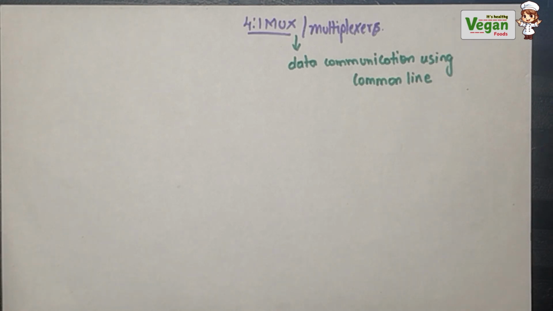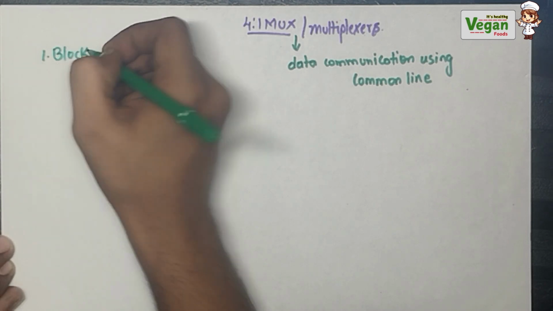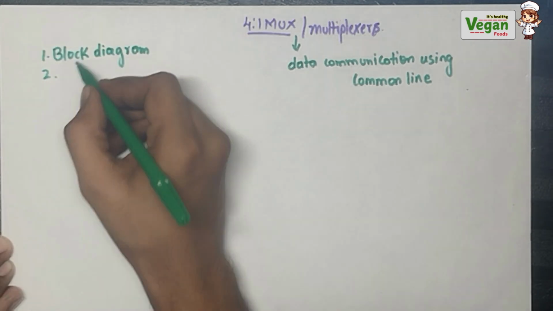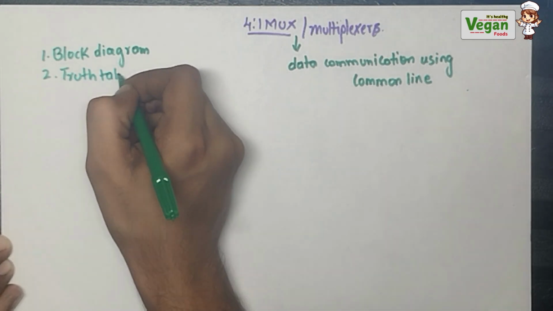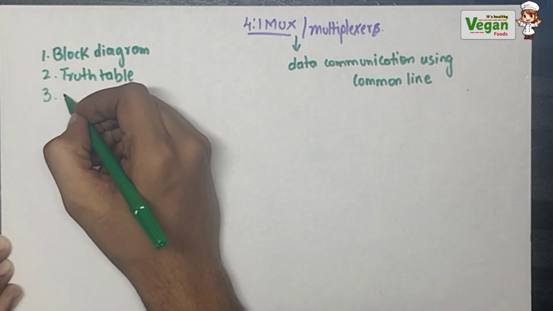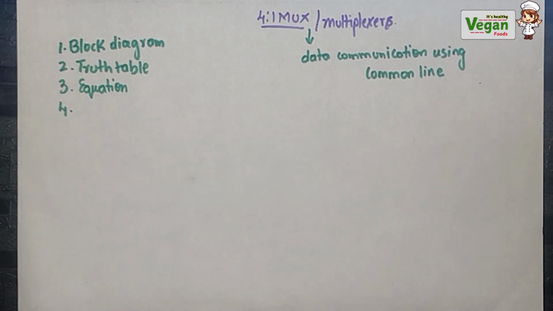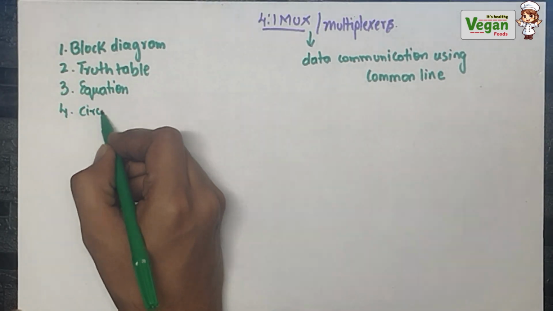So hope you understood. Now to get full marks in 4:1 multiplexers, we need to follow 4 steps. The first one will be drawing their block diagram. Next, the second step will be using this block diagram to represent them in a truth table. Third, using the truth table we will be drawing their characteristic equations of their outputs. The fourth one is, using this equation we will be drawing the circuit or logic diagram.